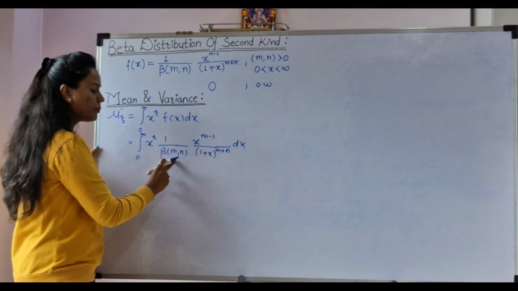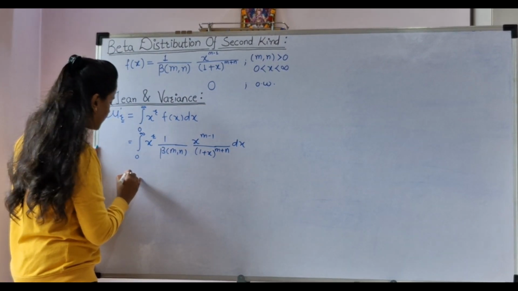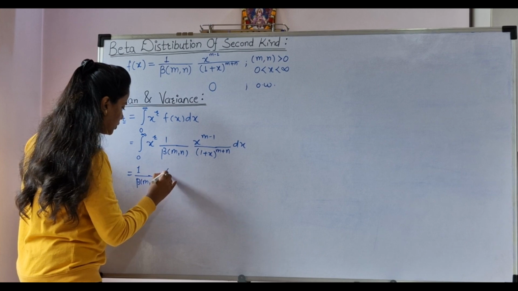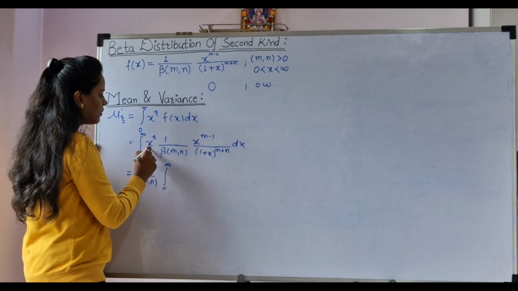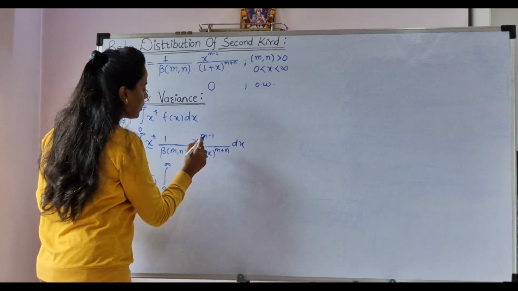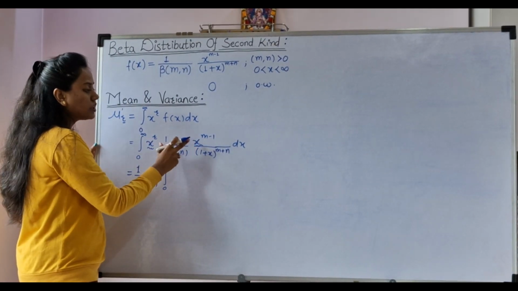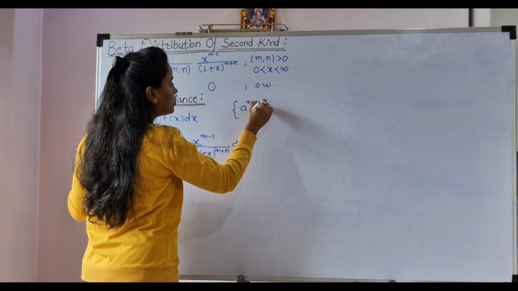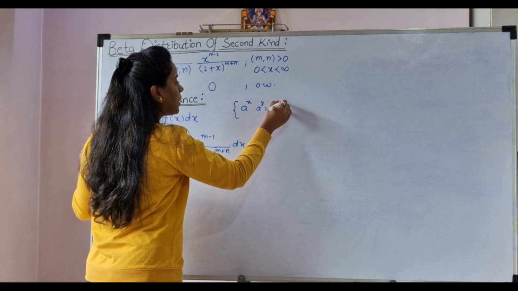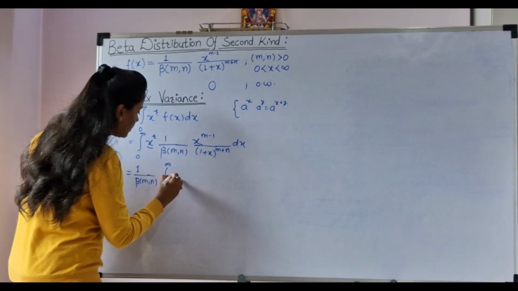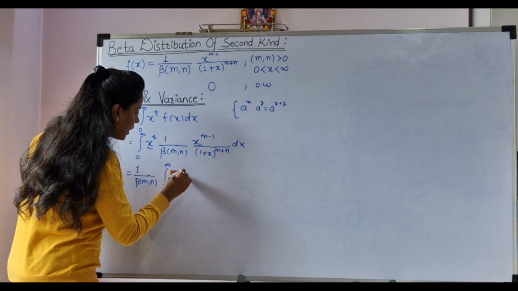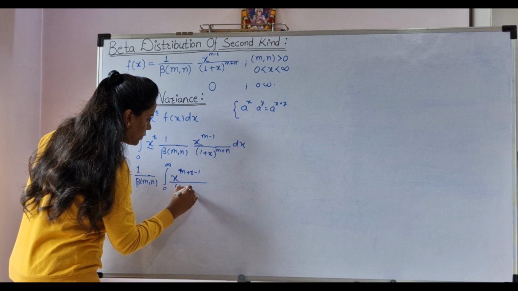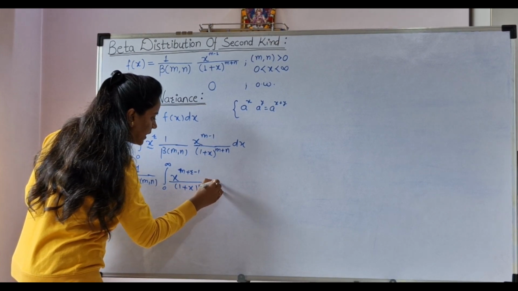Right? Now here 1 upon beta(m,n) is a constant. We can take it outside the integration. We get 1 upon beta(m,n) integration 0 to infinity. Now here we have x to the power r, x to the power m minus 1. So we can write down these two terms together using rule of indices, which says a to the power x into a to the power y equals to a to the power x plus y. So using that we are writing here x to the power m plus r minus 1 upon (1 plus x) to the power m plus n dx.